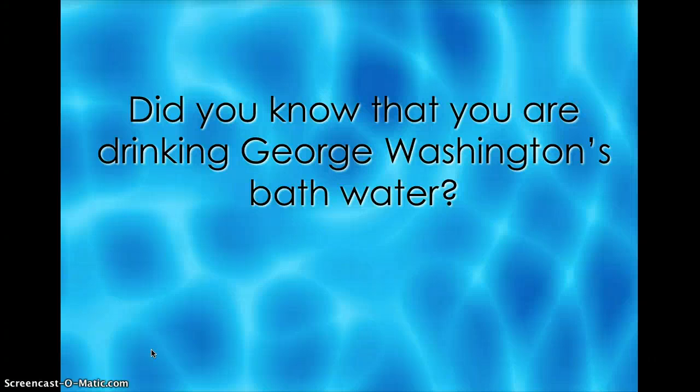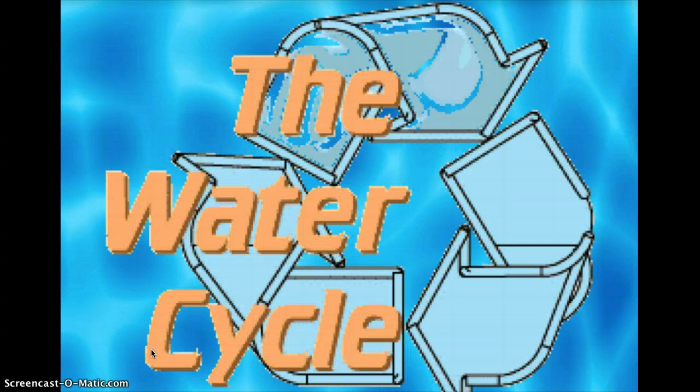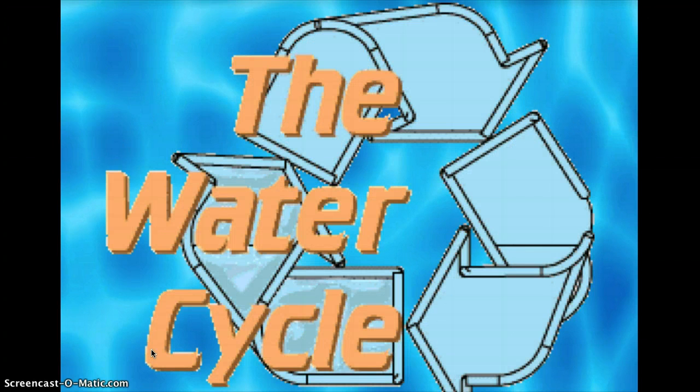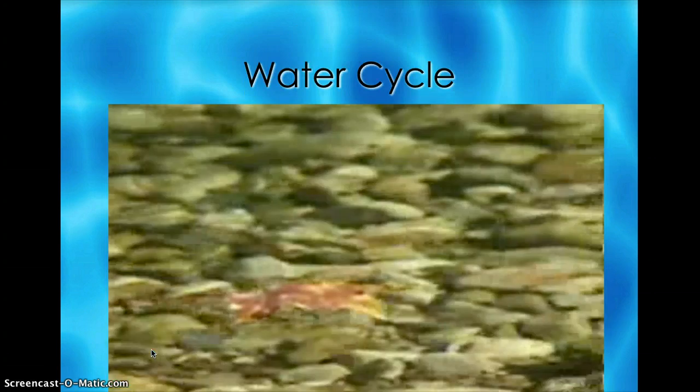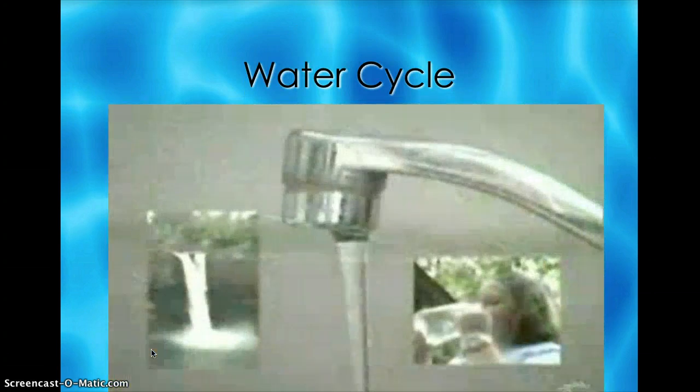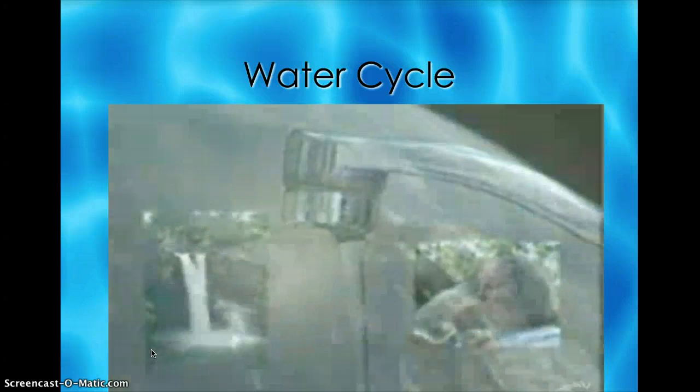So we don't make new water. The same water that you take a bath in may be the water that was deep in a glacier millions of years ago. Or it may have been what the dinosaurs swam in. Or it may have been part of the Nile River. So it's the same water. It just goes through the water cycle. So we're going to start off with a little video about the water cycle. Just watch, nothing to write down at this point.